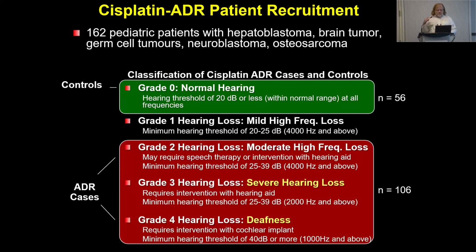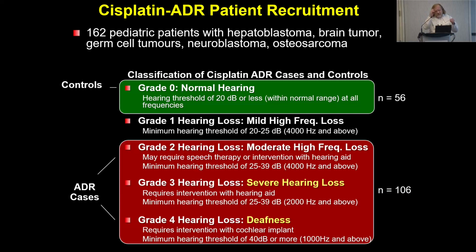So if we're looking for genomic biomarkers of risk, I'm going to use cisplatin. I'm going to treat this kid's brain tumor. I'm not going to not use it. So I really don't care so much about mild hearing loss. But I would like to know who I'm going to have to monitor more frequently or who I'm going to have to intervene with hearing aids, et cetera. And so that became the criteria.